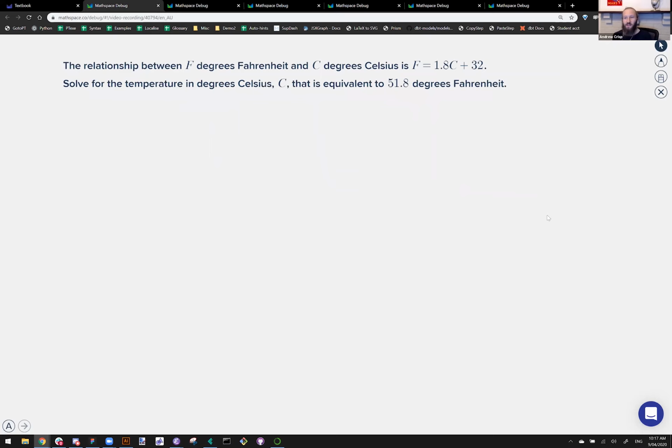Similar situation. We've got an equation and it's got 2 letters in it. Let's read it out. The relationship between F degrees Fahrenheit and C degrees Celsius is some equation. Solve for the temperature in degrees Celsius C that is equivalent to 51.8 degrees Fahrenheit.